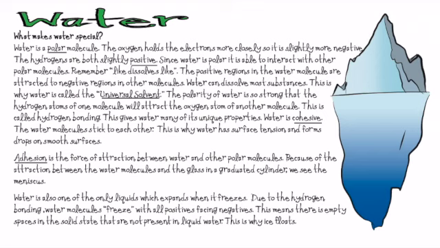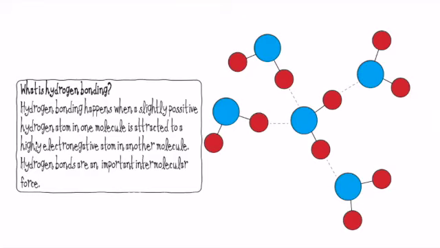Water is also one of the only liquids that expands when it freezes. Due to the hydrogen bonding, water molecules freeze with all positives facing negatives. This means that there is an empty space in the solid state that is not present in liquid water. This is why ice floats. What is hydrogen bonding? Hydrogen bonding happens when a slightly positive hydrogen atom in one molecule is attracted to a highly electronegative atom in another molecule. Hydrogen bonds are an important intermolecular force.